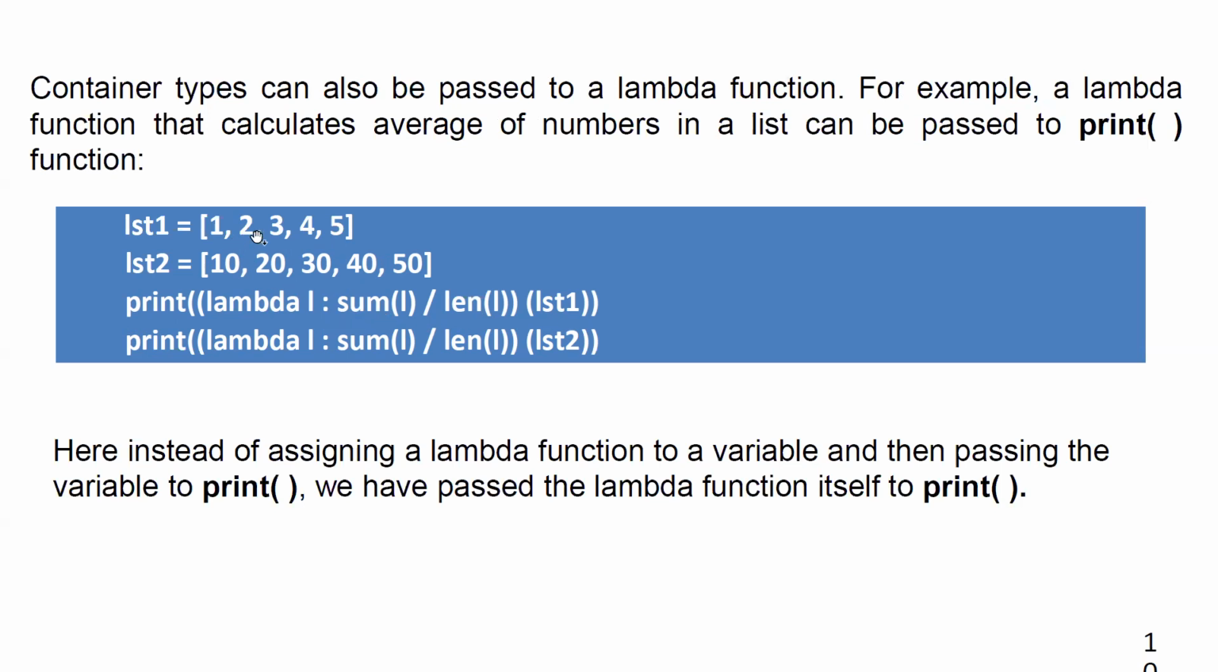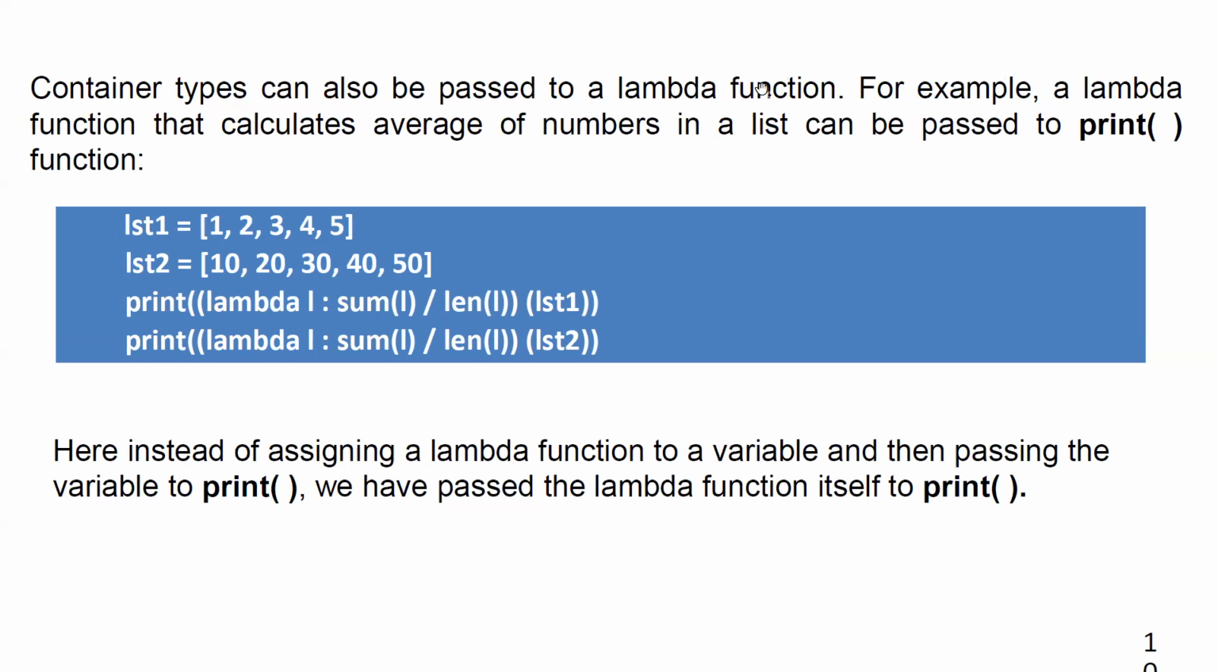So sum of L means 1 plus 2 plus 3 plus 4 plus 5, that is 15. Length of L is 5, so 15 divided by 5, the output is 3. In the same way, print lambda L colon sum of L divided by length of L with list2. We are passing the list2 value, so it will calculate 150 divided by 5, that is 30. In this program, instead of assigning a lambda function to a variable and then passing the variable to print, we have passed the lambda function itself to print.